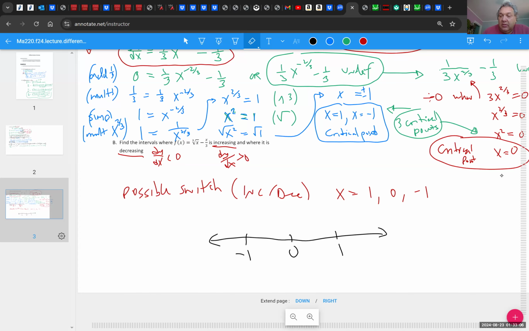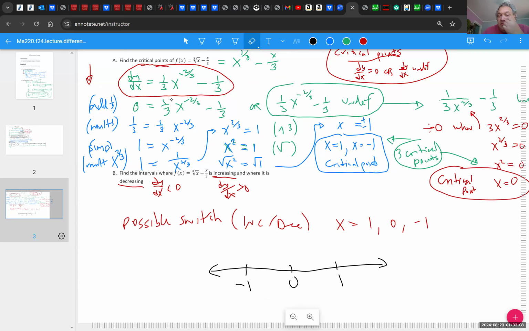Remember, our function right here is 1/3, or I guess we can write it over here too, right, with the non-fraction. Anyway, it's 1/3 x to the -2/3 minus 1. And we need to choose a number that's somehow to the left of -1. Now you could choose like -1.1 and see whether it's increasing or decreasing.